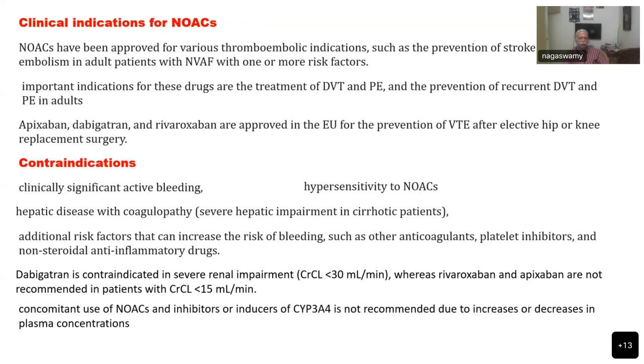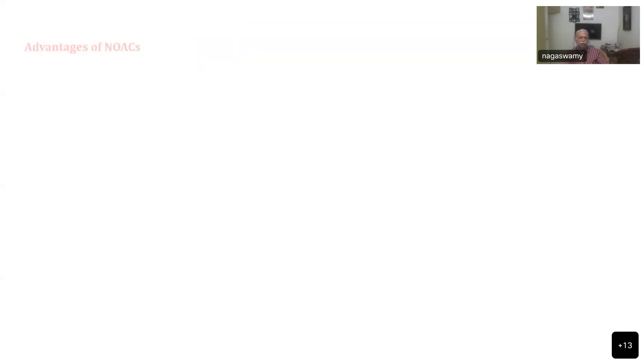Concomitant use of the NOACs and imidazoles induces cytochrome P3A4 and is not recommended due to increasing or decreasing plasma concentration. So don't use any of these two newer drugs together. You can use only one drug along with other antiplatelet or other types of anticoagulants, but two newer anticoagulants together should not be used.